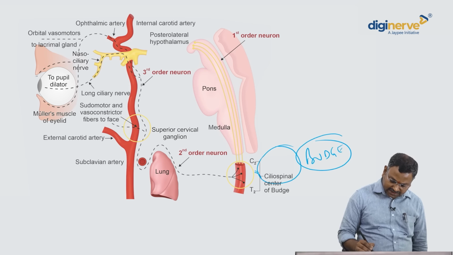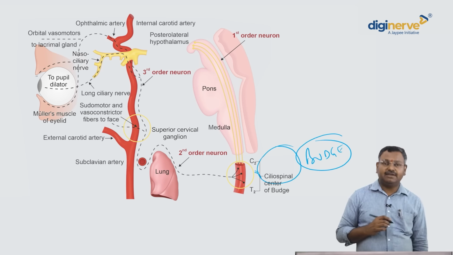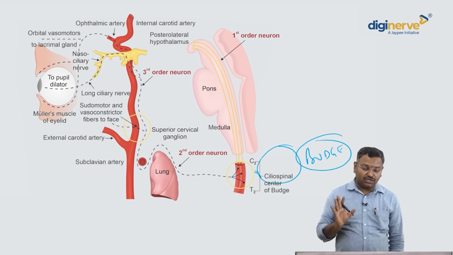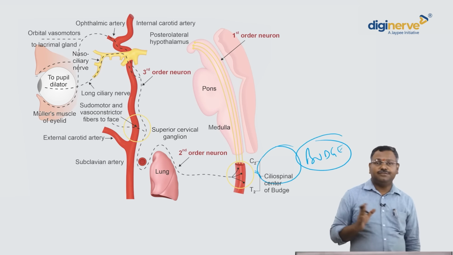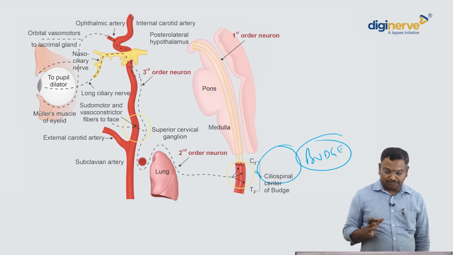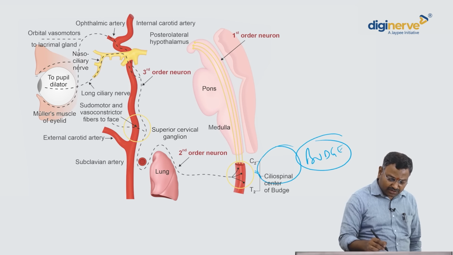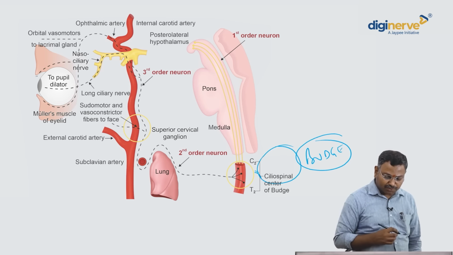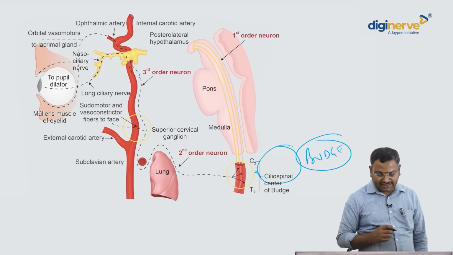From the ciliospinal center of Budge, the second order neuron is going to come, and this second order neuron is going to go to the superior cervical ganglion. The superior cervical ganglion is where the second order neuron will stop. From there, the third order neuron is going to go from the superior cervical ganglion. It is going along the ophthalmic artery there, and the branches through the nasociliary nerve, where it goes to the pupillary dilator and the lacrimal glands, and the Muller's muscle is getting supplied there.